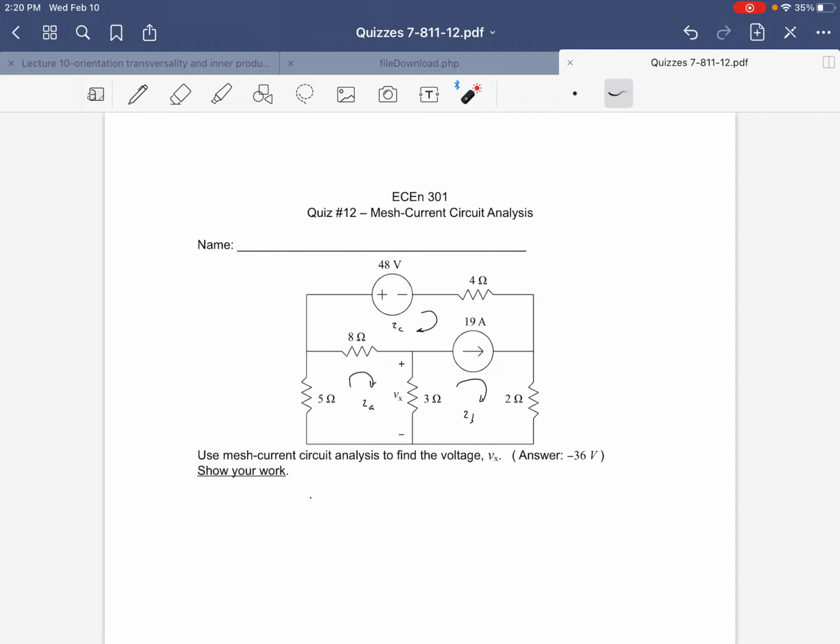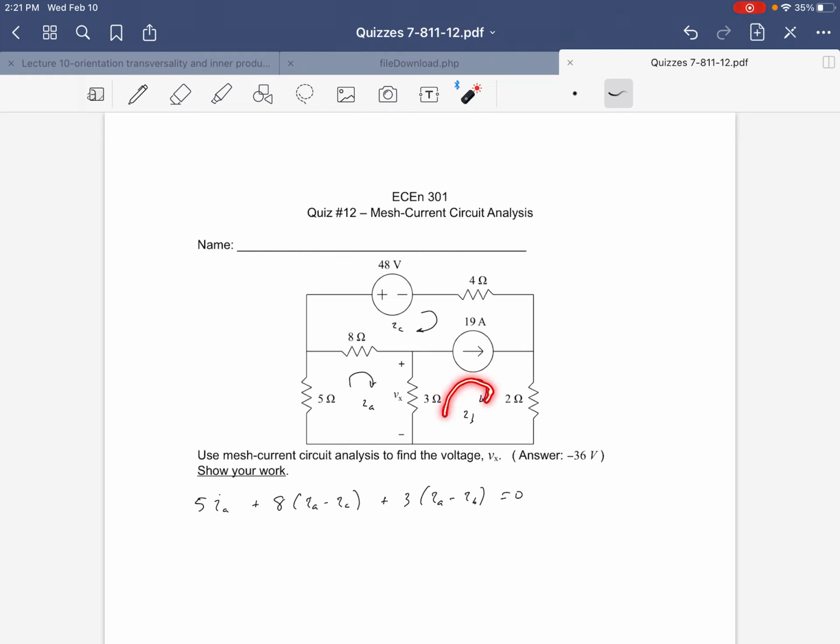So this first loop, we're going to have 5 times IA plus 8 times (IA minus IC) plus 3 times (IA minus IB). So the Kirchhoff's voltage law gives us 5 IA plus 8 (IA minus IC) plus 3 (IA minus IB) equal to 0. Okay, that's this first loop.